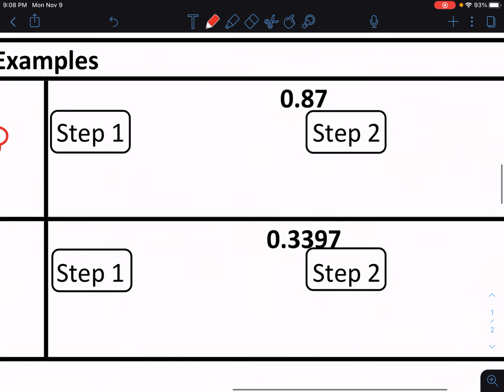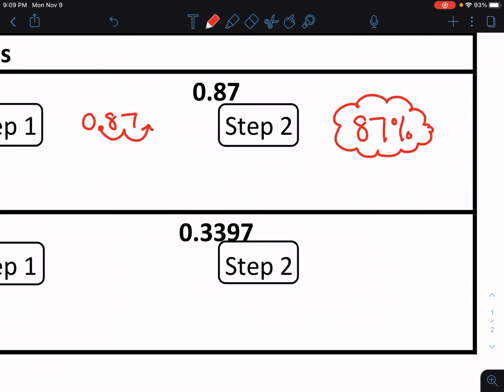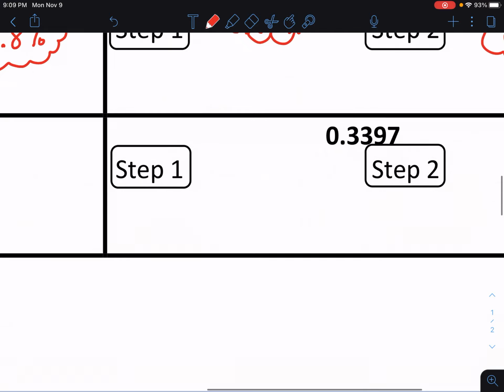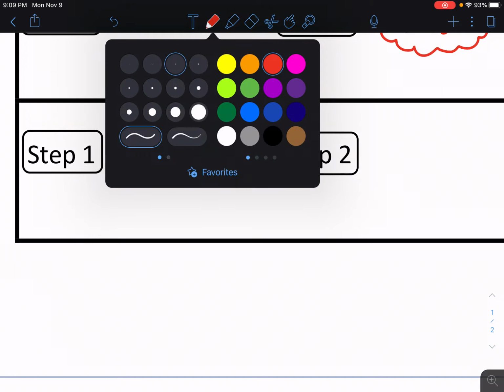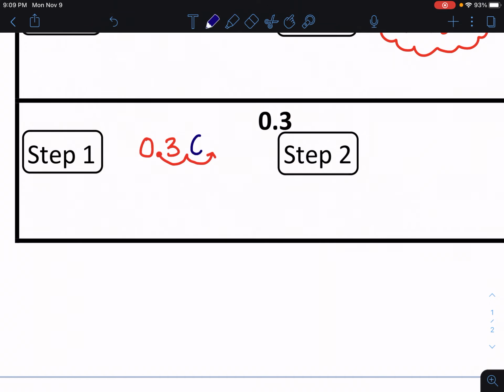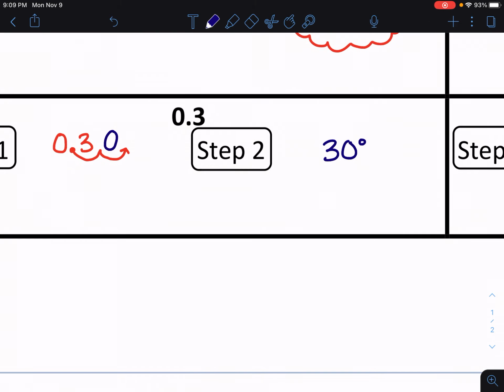My next one over here is 0.87. So I've got 0.87. I'm going to take my decimal, move it 2 places to the right. So you guys can see that I'm moving it to the right. This is going to be 87%. For 0.3, I'm going to move my decimal. So here's my decimal, 2 places to the right. When you move your decimal 2 places to the right, there's this empty space. We're going to fill that empty space with a 0. So in step 2, I'm going to write this as 30%.